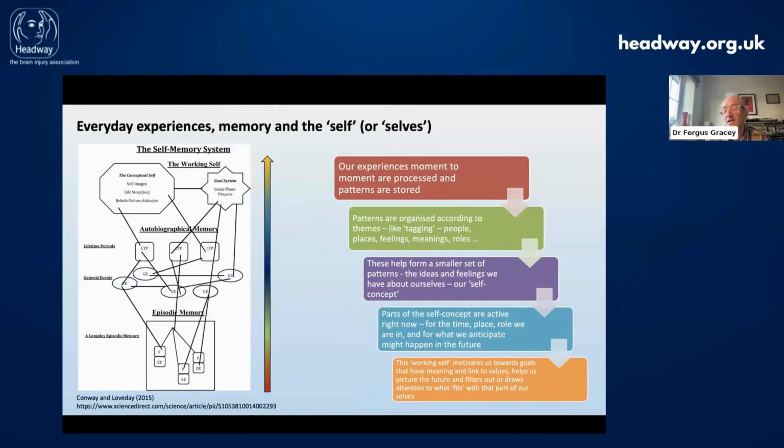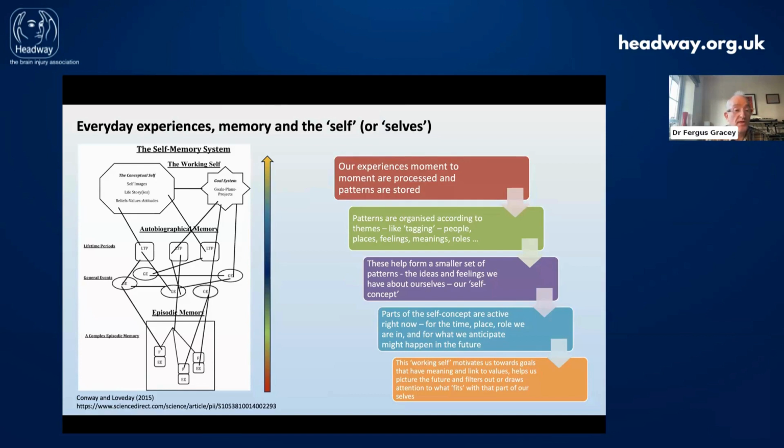Now, there are, again, lots and lots of different ideas and models in this field, and there are probably two or three that have been particularly influential for me. I've included a graphic from a paper by Martin Conway and Catherine Loveday. Martin Conway is a memory researcher and academic, particularly interested in autobiographical memory, those memories of particularly important experiences in our everyday life, the standout experiences.